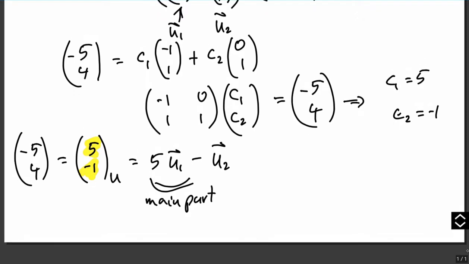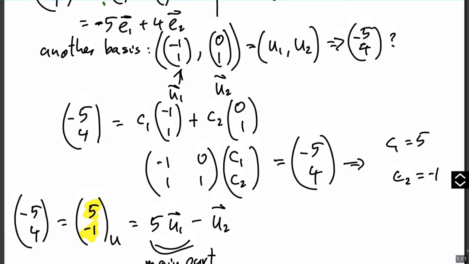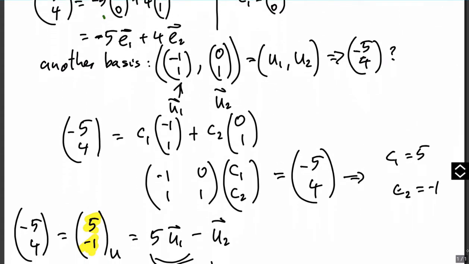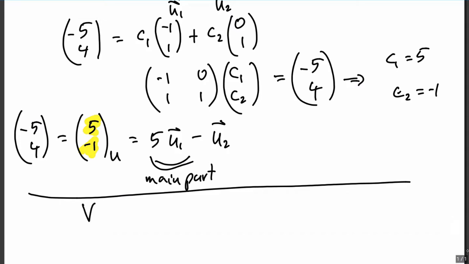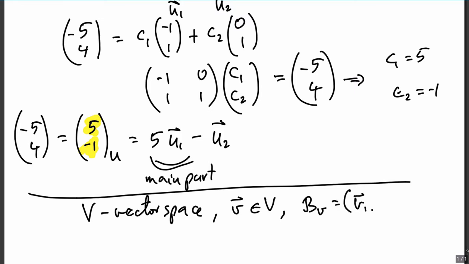So this has applications, this changing the basis, for example, in numerical methods. So let's look at some theoretical arguments here. Here V is a vector space. We will use the notation V for vectors. B sub V will denote a basis with basis vectors V1, V2, ..., Vn.